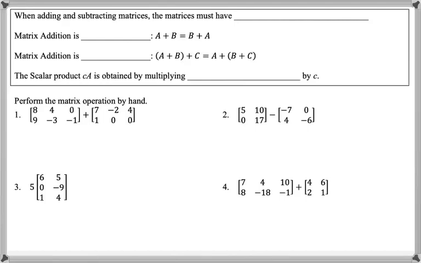In the previous section, we were using matrices to solve systems of equations. But matrices don't always have to be used to solve systems of equations. There's a lot of math involving matrices by themselves. So we have a couple definitions here. It says, when adding and subtracting matrices, the matrices must have the same dimension.